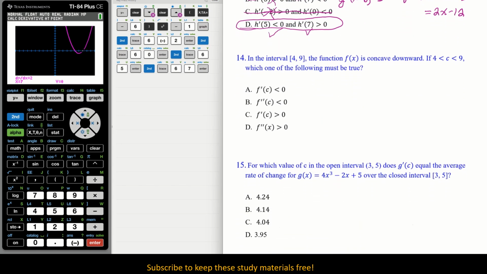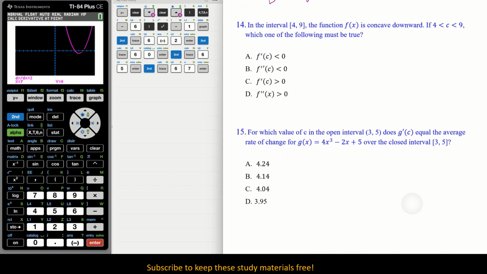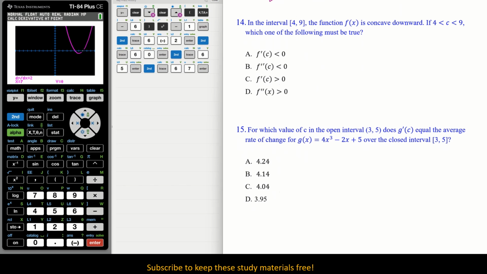Now, for number 14, I can already tell you we will not use the calculator. This is, what do you really know about this topic? Do you understand the properties? Number 14. In the interval 4 to 9, the function f of x is concave down.